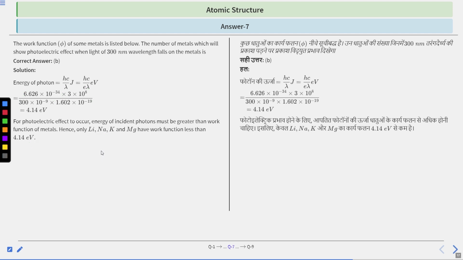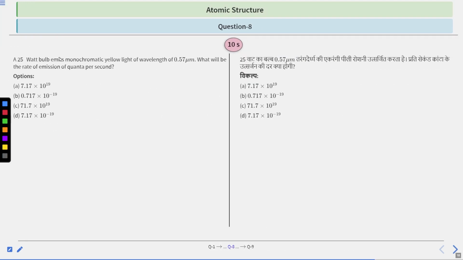Okay, let's move to next question. Question number 8. A 25-watt bulb emits monochromatic yellow light of wavelength 0.57 micrometer. What will be the rate of emission of quanta per second? So we have to find out the rate of emission of quanta per second, and we have a 25-watt bulb which is emitting monochromatic yellow light of wavelength 0.57 micrometer.